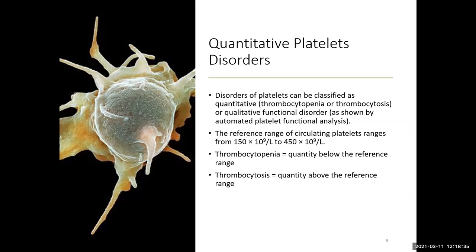Normal reference range is somewhere around 150 to 450. Now, just because you have under 150 does not mean that if you get a cut you're just going to bleed out. It just means you're a little bit low. So it might be something that needs to be monitored over time. And again, thrombocytopenia means too little, thrombocytosis means you're above the range. Those terms I do want you to be familiar with.